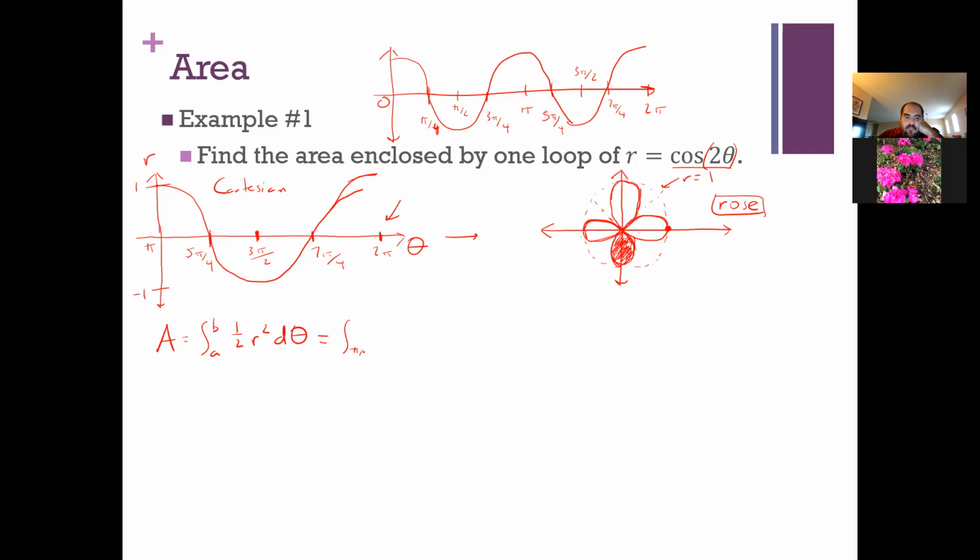So that's one part of this handle. We said pi over 4 to 3 pi over 4, and I'm integrating 1/2 r squared d theta. So 1/2 of cosine squared 2 theta d theta. I'll go ahead and stop there and take some questions. Any questions about how I set this integral up?